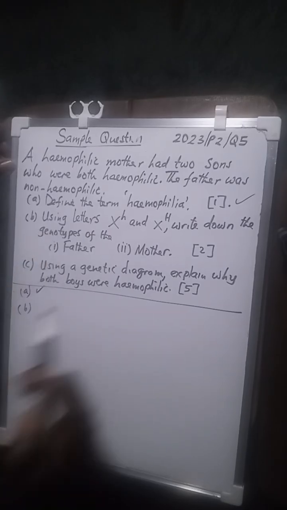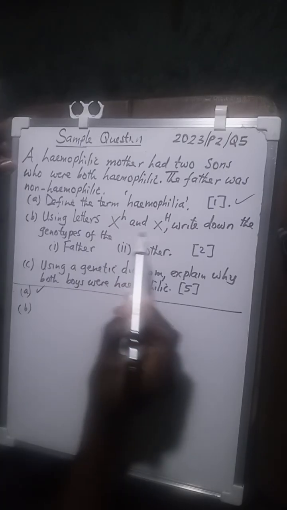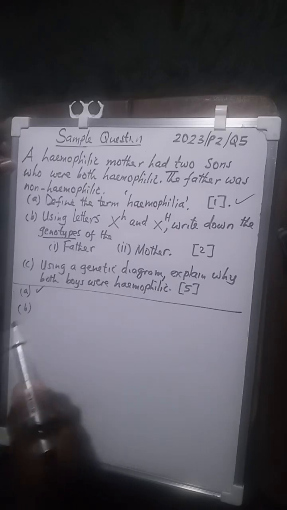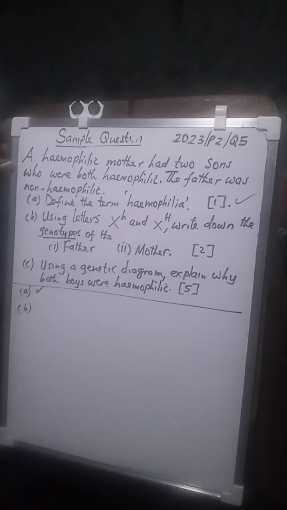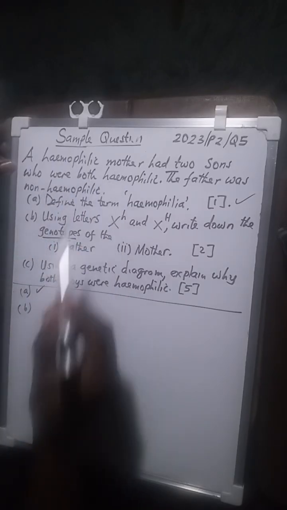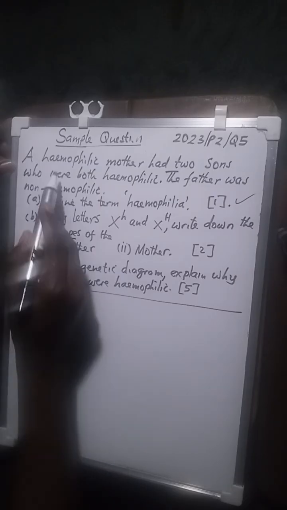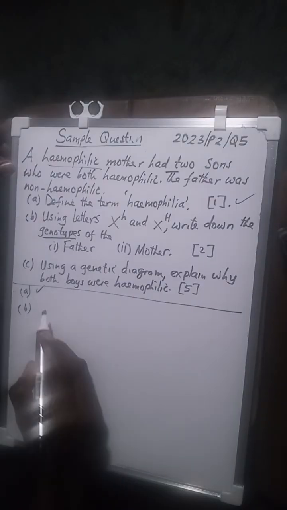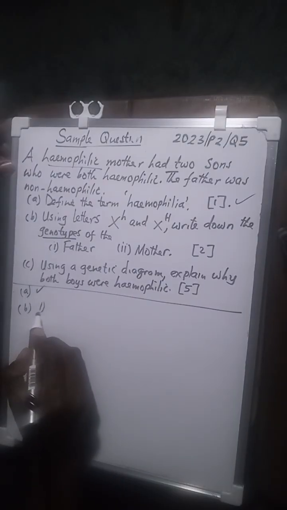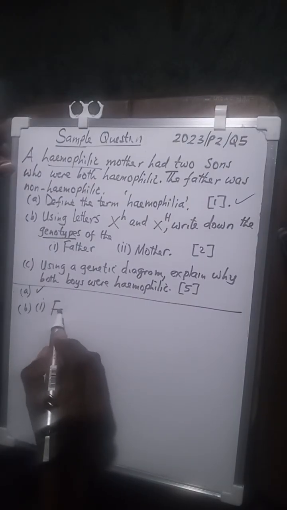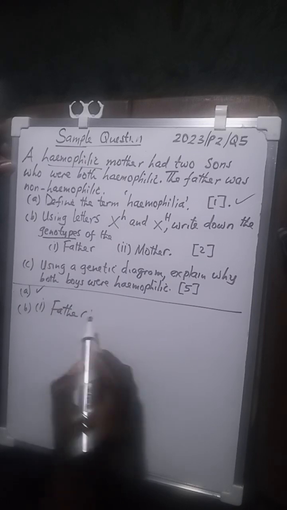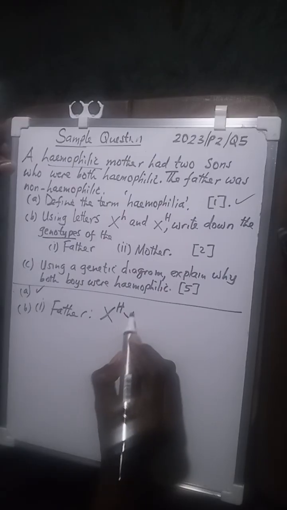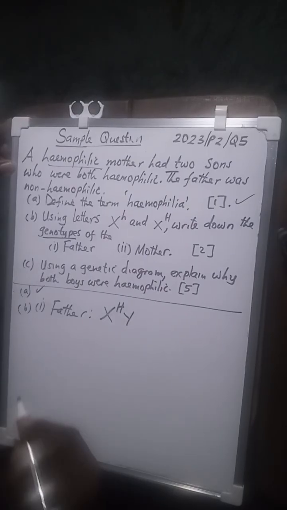It says, using letters, small letter h and capital letter H, write down the genotypes of the father. So they want us to write down the genotypes. Remember, it says a hemophilic mother had two sons. So the mother was actually hemophilic and the father was non-hemophilic. So the genotype of the father in this case is going to be X capital H and Y, because he was non-hemophilic.